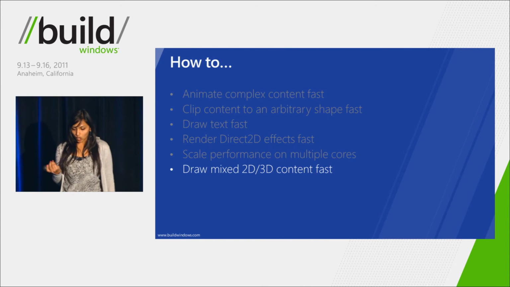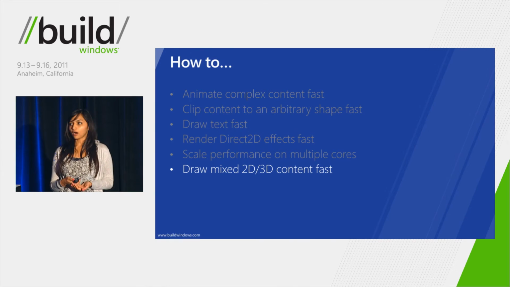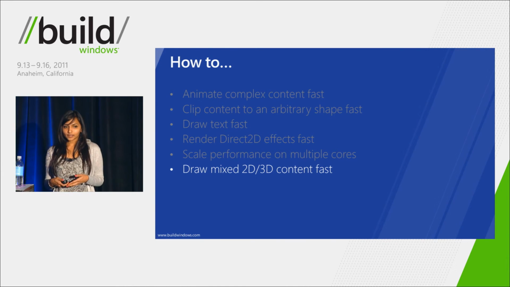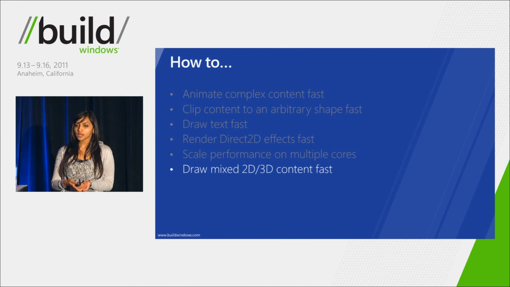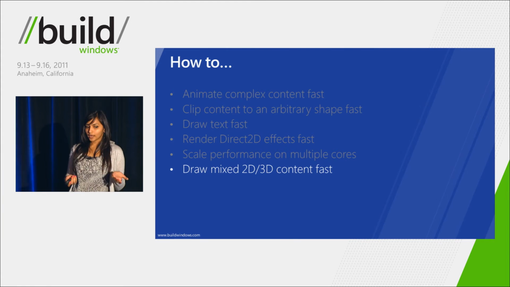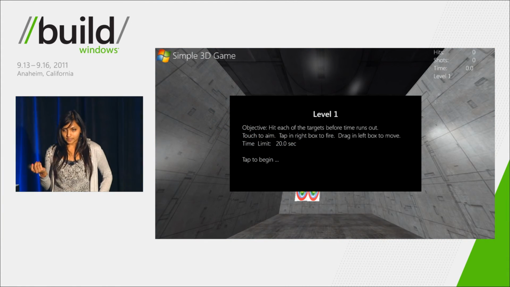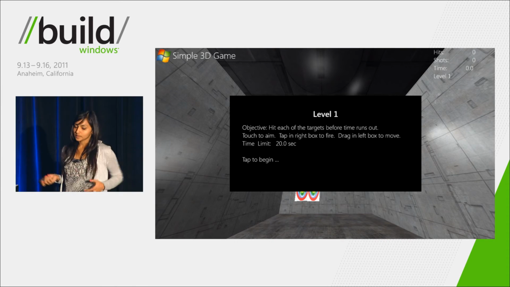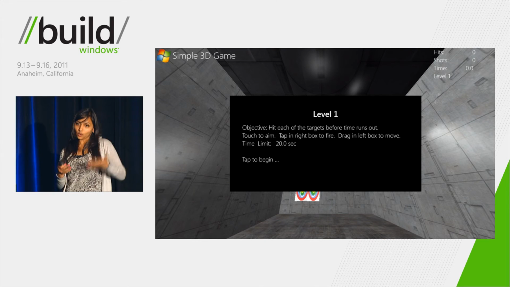And lastly, all the DirectX APIs are meant to work very well together, but there could be scenarios, again, in which you don't get the performance that you want. For instance, if you're mixing 2D and 3D content together, like this sample that we have, it's a simple 3D game sample in the build, and this is just a snapshot from that. And the scene is 3D, and there's overlapping 2D text on top of it.